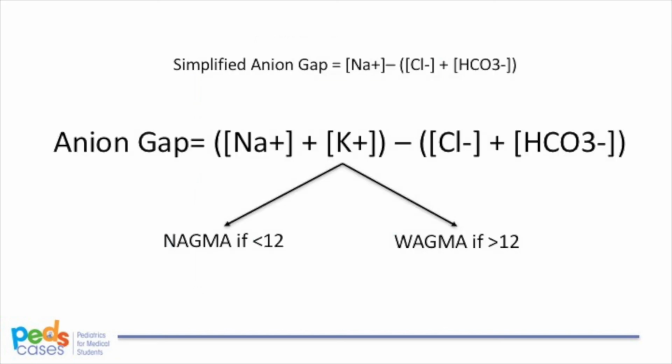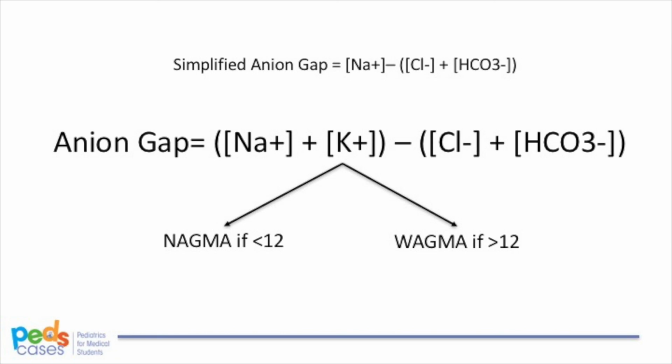Let's go back and learn more about acidosis. Once you have calculated the anion gap, consider, is it a normal anion gap metabolic acidosis, or NAGMA, or is this a wide anion gap metabolic acidosis, or WAGMA? So let's start with NAGMA.